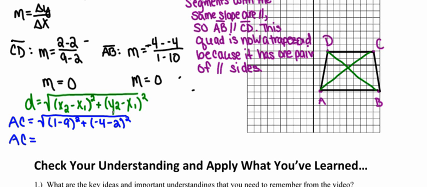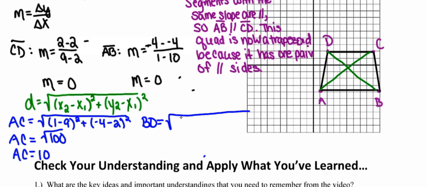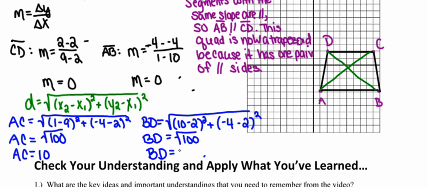And this I wouldn't do without the help of my calculator. I would type all this into my calculator here. My calculator tells me the square root of 100, which I know to be 10. And then I'm going to go do the same thing, but this time for diagonal BD. So square root of 100 then is also 10.